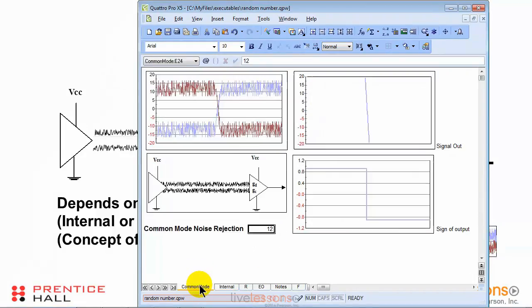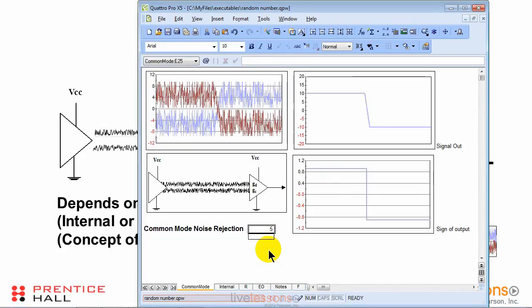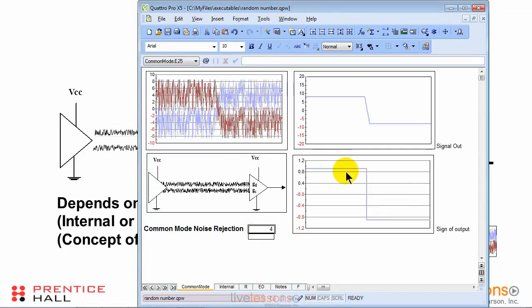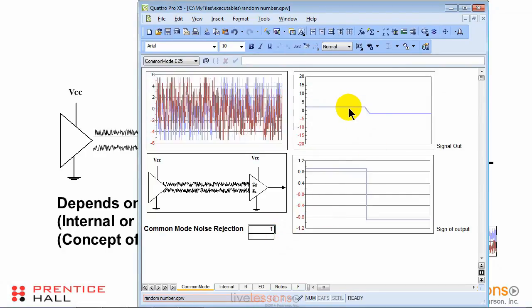But let's now do the same thing and assume the noise is coming in from a common mode standpoint. With 12, everything is looking good. Let's go to 5. Everything is still looking very good. Let's go to 4. Everything is still looking very good at the output. In fact, let's go to 1. And everything is still looking good at the output.